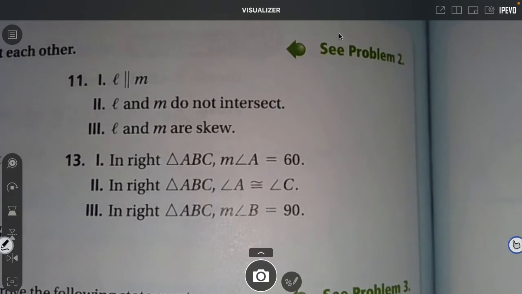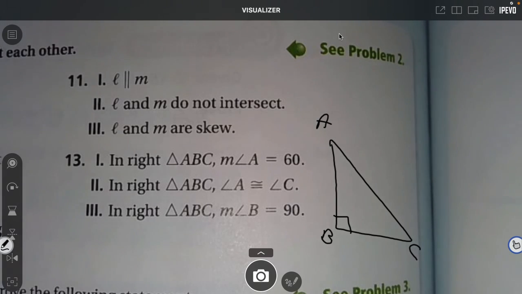Okay, let's draw a right triangle for number 13. Let's work this one out. If I draw a right triangle, let's start with the right angle. Angle B is 90 degrees. If angle B is 90 degrees, can angle A be 60? Yeah, we'd have a 30, 60, 90. So those could happen at the same time.